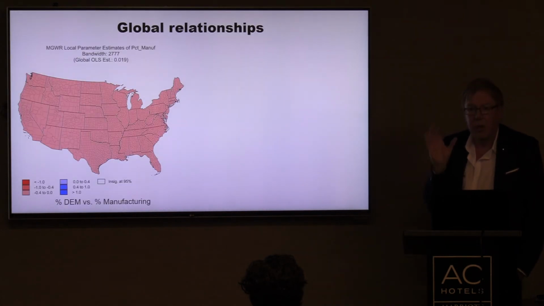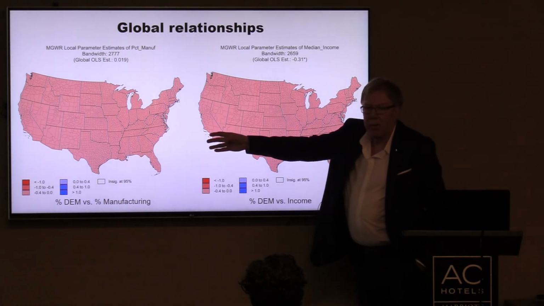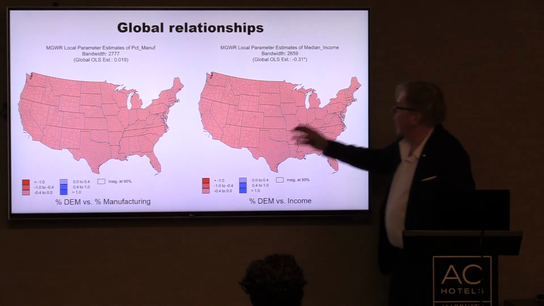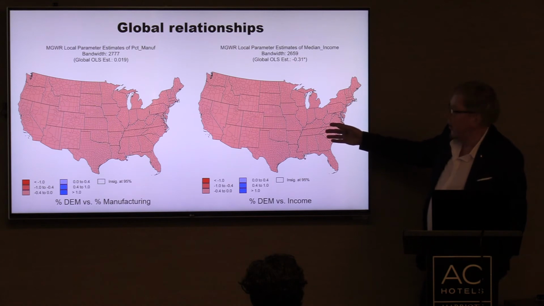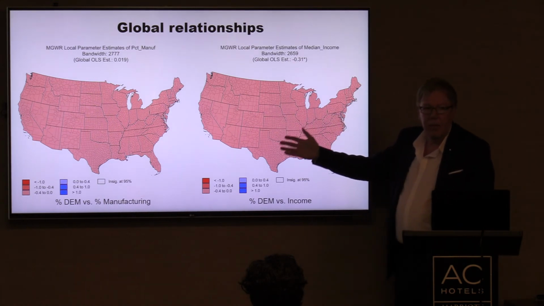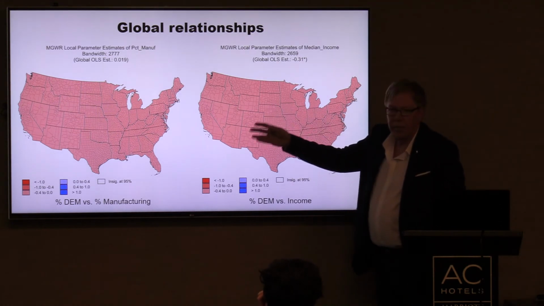So we have some relationships in this model, and these are parameter estimate maps. This is manufacturing, the conditioned impact of manufacturing on voter preference for the Democratic Party. This is the conditioned impact of income on voter preference for the Democratic Party. The local parameter estimates are pretty much the same everywhere across the country. These are the global relationships. They're all significantly negative in both cases.